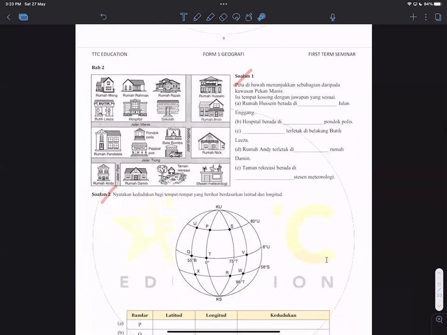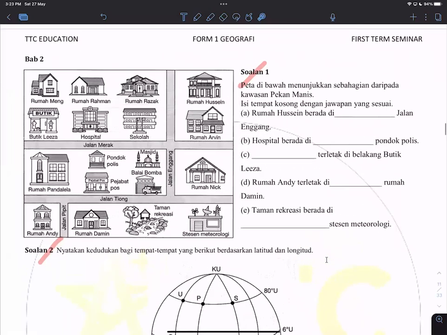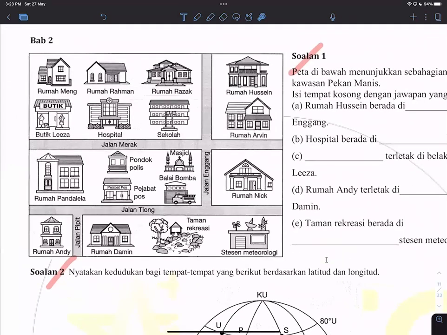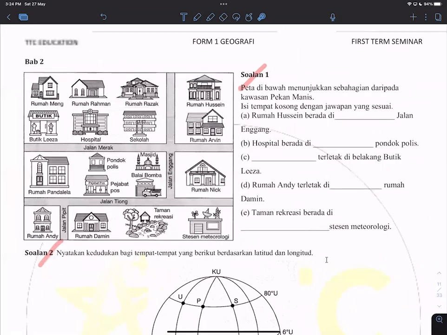So now bab 2, kedudukan, right? So this is the kedudukan, in front, behind. So usually this is the exam type questions. The exercise in our geography notes in normal class is not too close to exam questions. This is exam questions for kedudukan relative. So look at the first one.